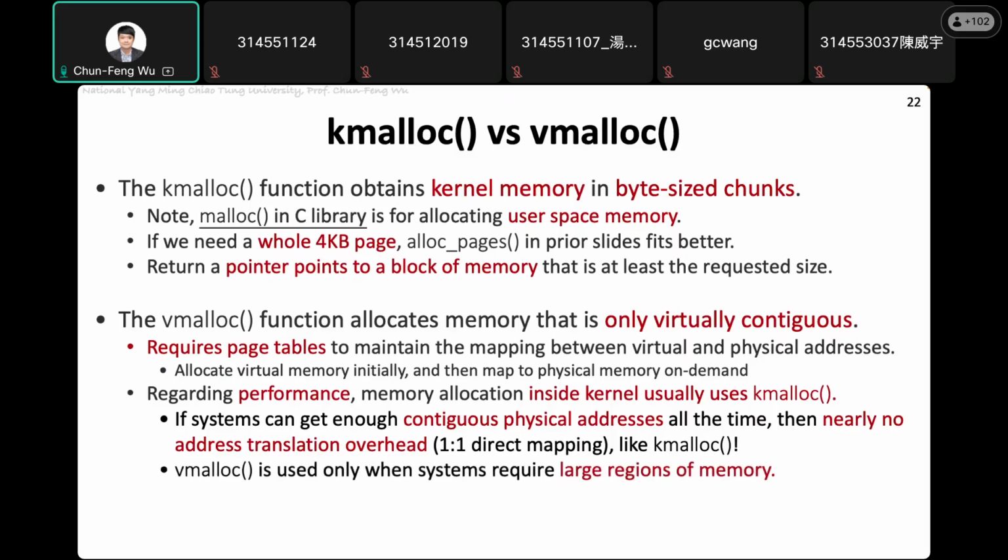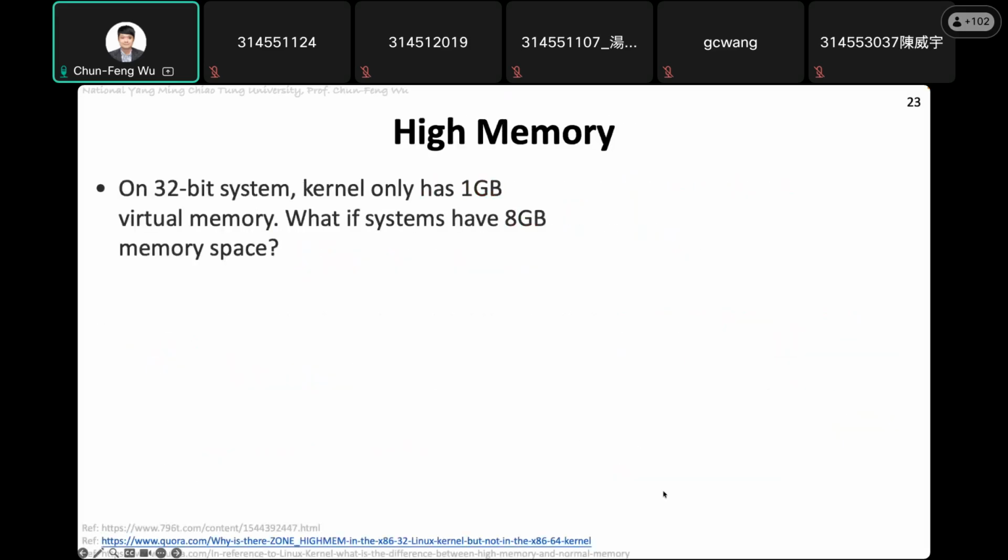And you also don't need your TLB because you don't really need to record any translation result. What you only need is to know the offset. Okay. So virtual memory allocation is used only when the system requires large regions of memory.